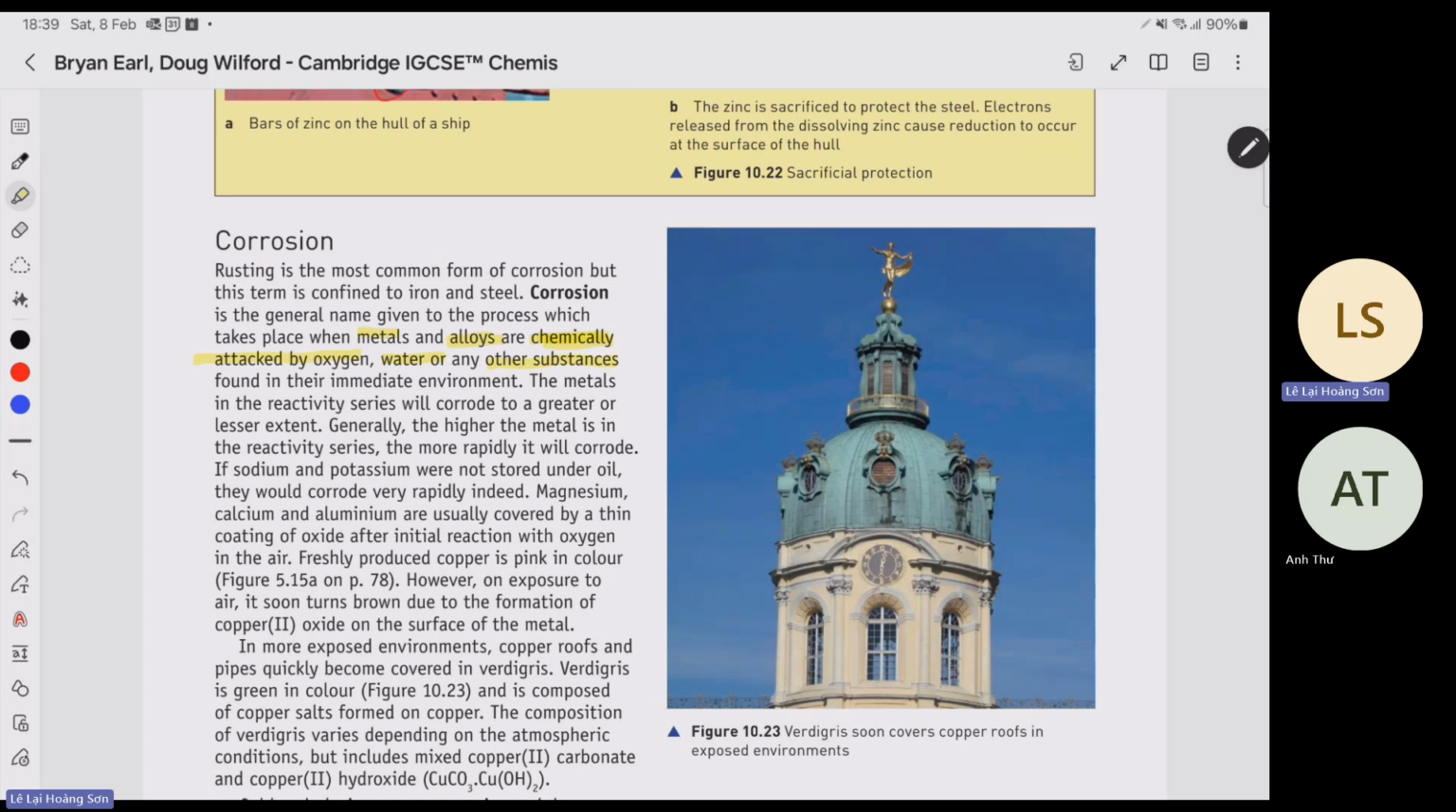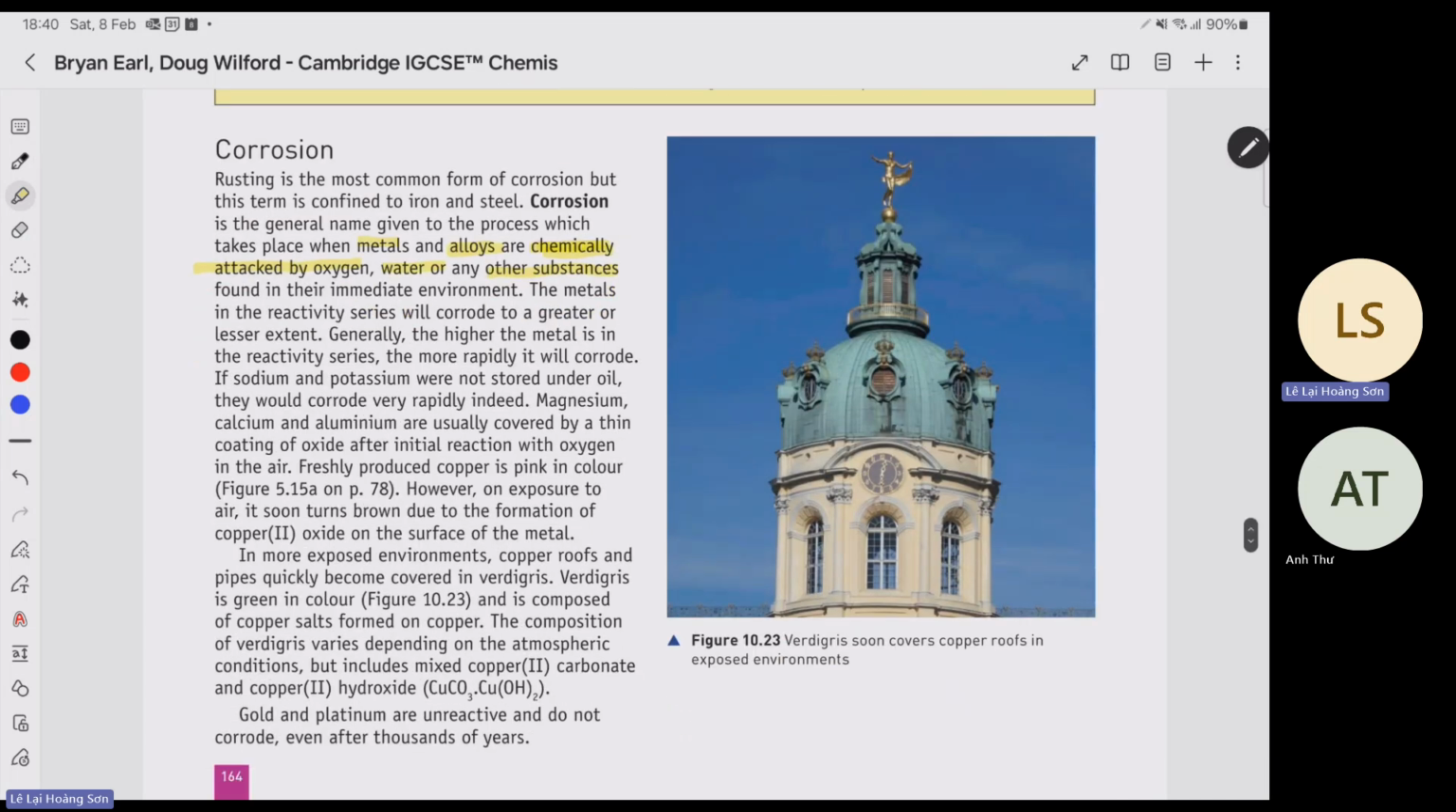For example, sodium and potassium, we need to store under oil because the oil will prevent the air and the water from corroding the sodium and potassium. Aluminum is going to be oxidized a bit, and it will create a protective layer of oxide onto the surface, and that protective layer of oxide will protect the aluminum from getting corroded anymore.